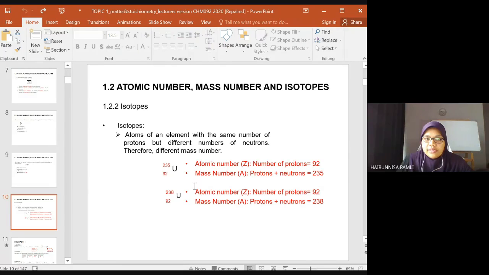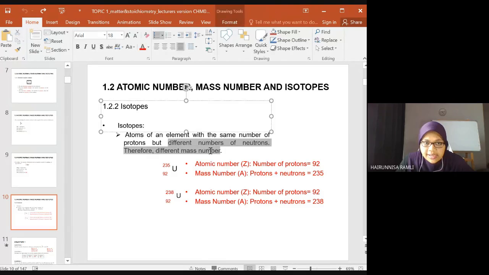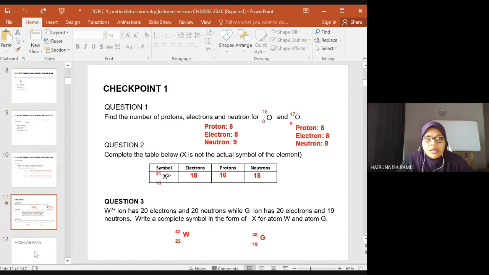So, isotope atoms of an element with the same number of protons but different numbers of neutron. For example, here, uranium. Apa beza dia? Mass number dia yang berbeza. Proton number dia sama, 92. But the mass number, 235, this is 238. Kat mana beza? Of course, dekat dia punya neutron lah. That's why dia kata different number of neutron. Okay. Okay, terus keluar jawapan pula.